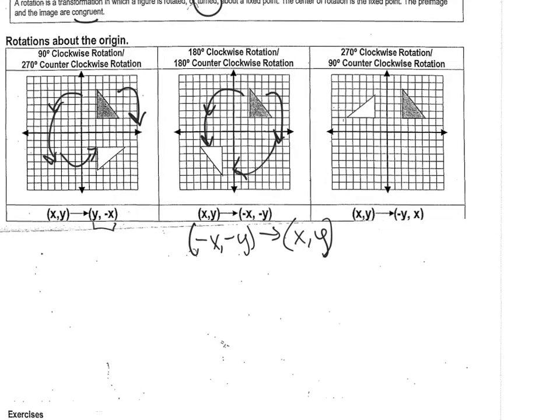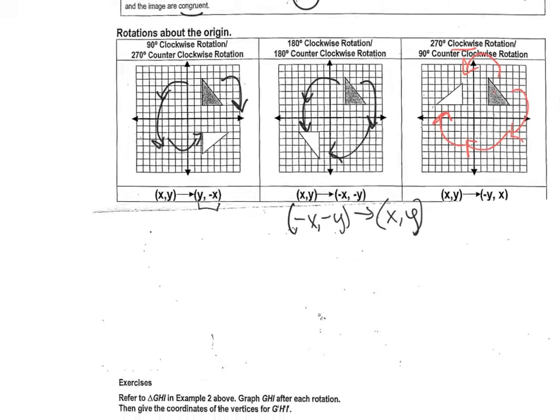And then 270 clockwise is the same as 90 degrees counterclockwise. So that's going to be going 90 degrees counter. That would be one turn to the left, or, hold on, wait. Starting here. One turn to the left, or it would be 1, 2, 3 turns to the right for clockwise. Remember, clockwise turns to the right, counterclockwise to the left.